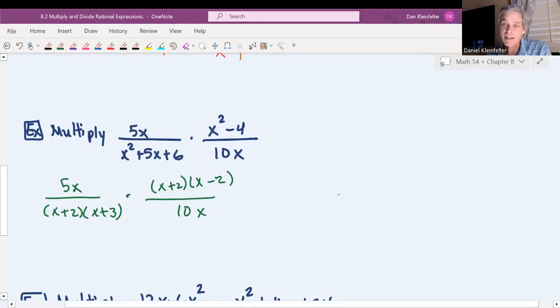If you're not liking factoring, you probably won't like too much of this section either, because we're going to end up doing some factoring, as you can see, throughout this section. So hopefully you are okay with factoring.